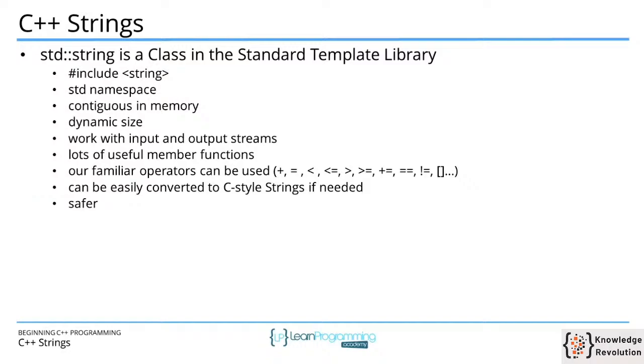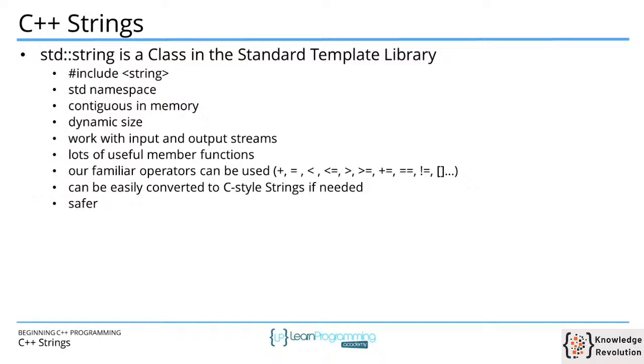Like C-style strings, C++ strings are stored contiguously in memory. However, unlike C-style strings, which are fixed in size, C++ strings are dynamic and can grow and shrink as needed at runtime. C++ strings work with the stream insertion and extraction operators, just like most other types in C++. The C++ string class provides a rich set of methods or functions that allow us to manipulate strings easily.